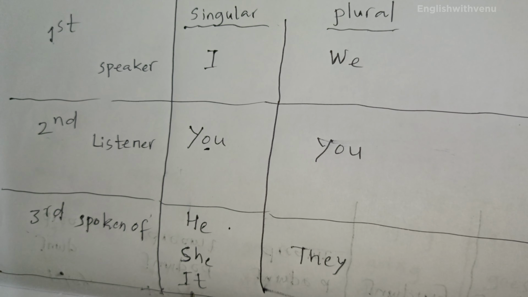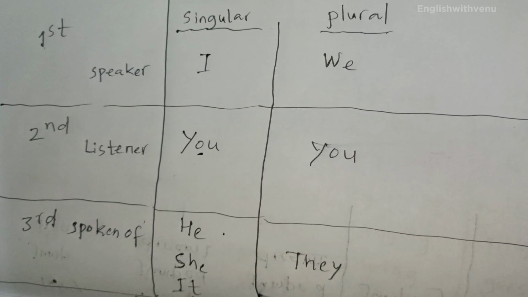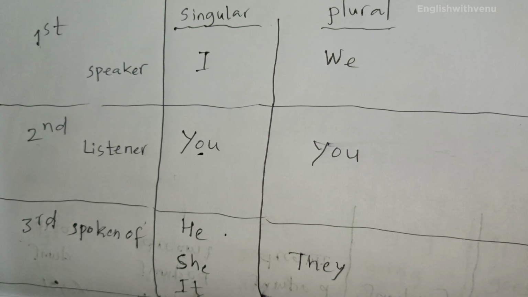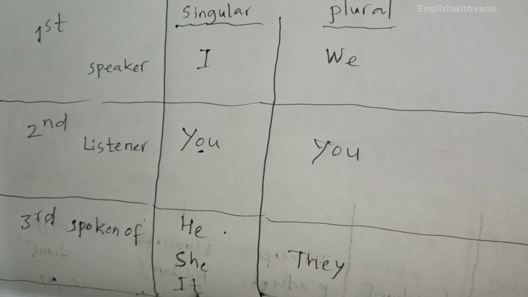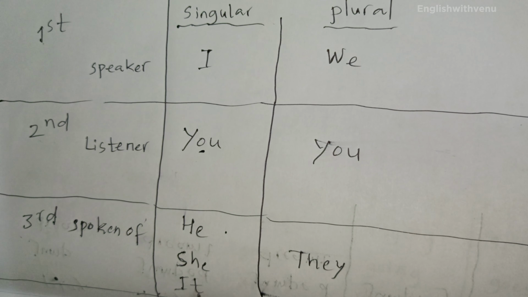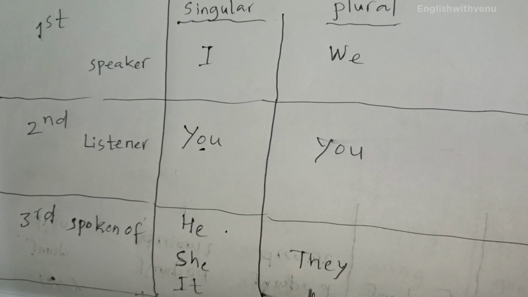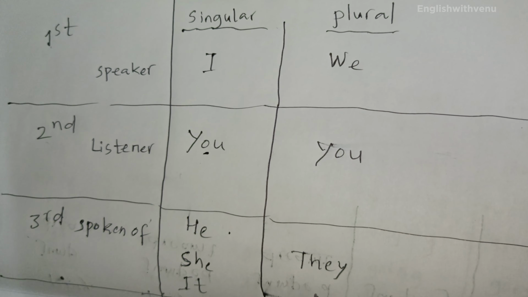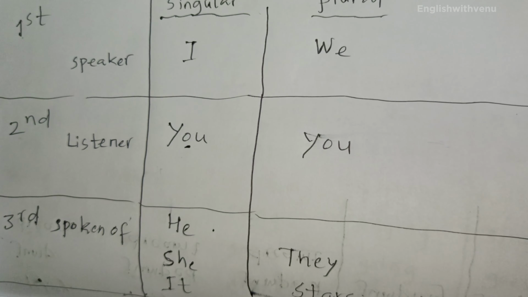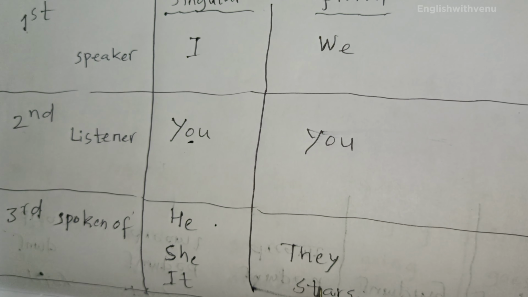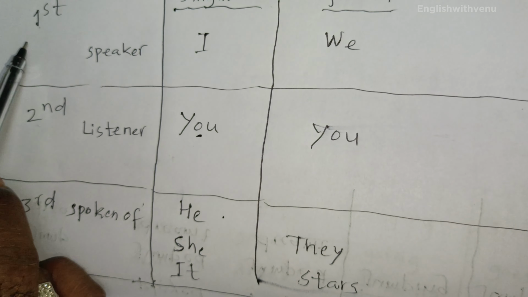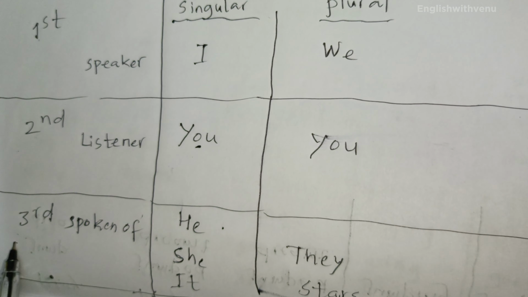It means it is an impersonal pronoun. We can talk about other singular things, not about persons. It is considered as impersonal pronoun. And they, if I talk about stars, stars come under third person plural. Thus we have first persons, second persons and third persons.